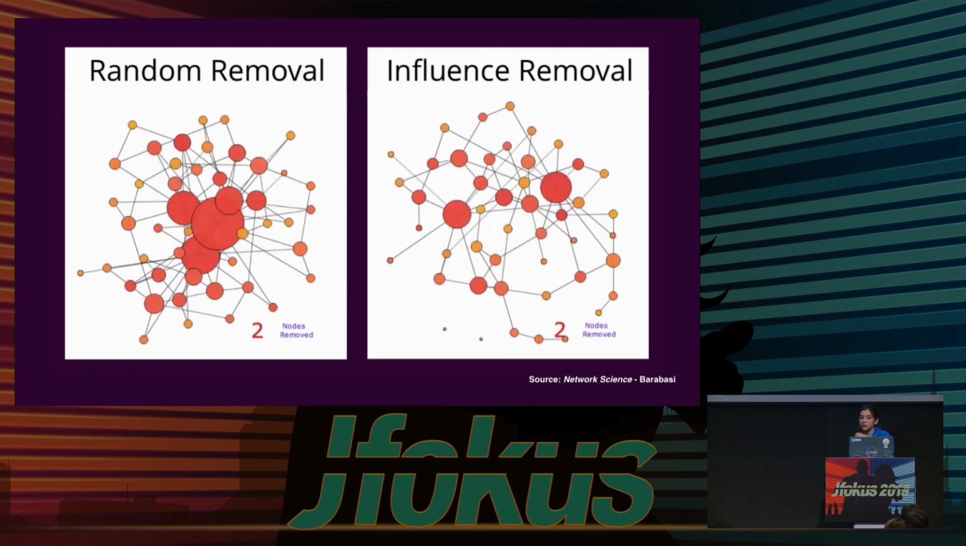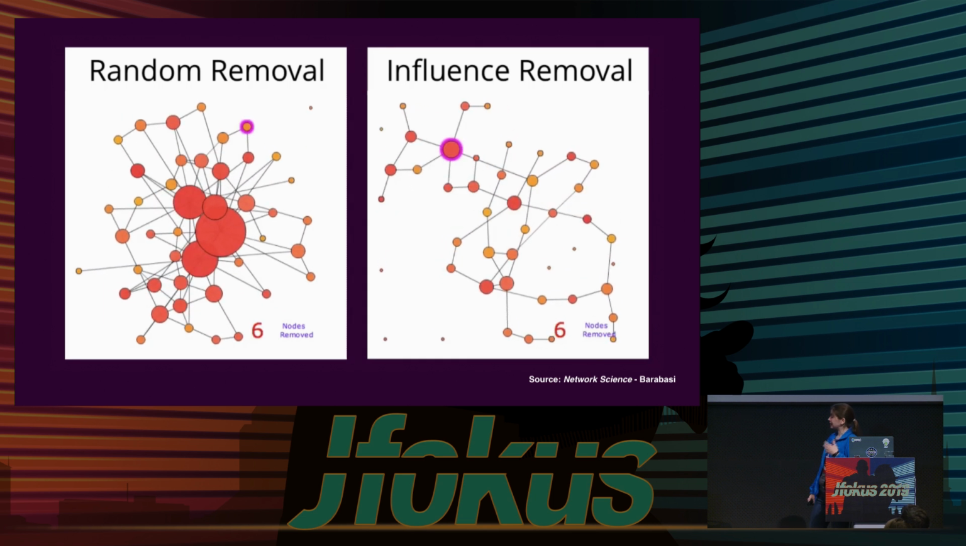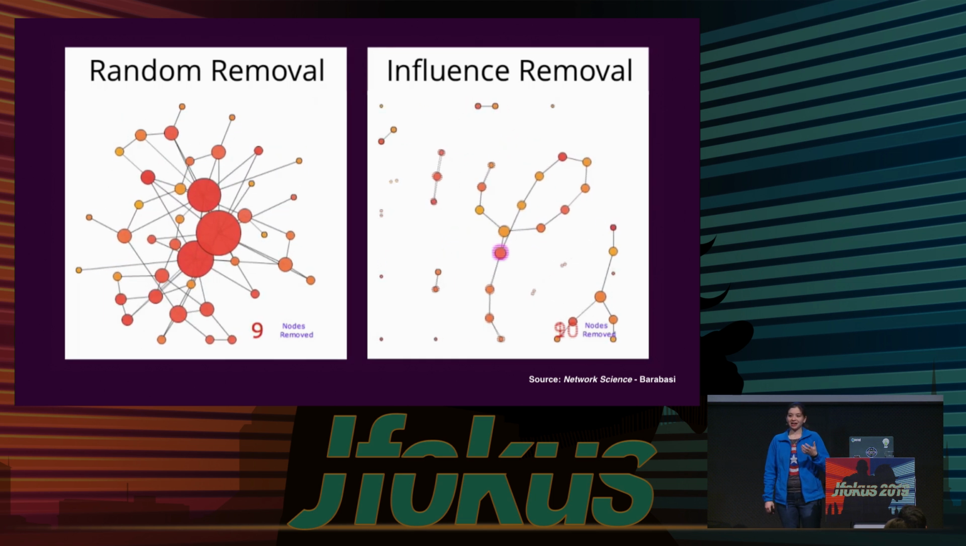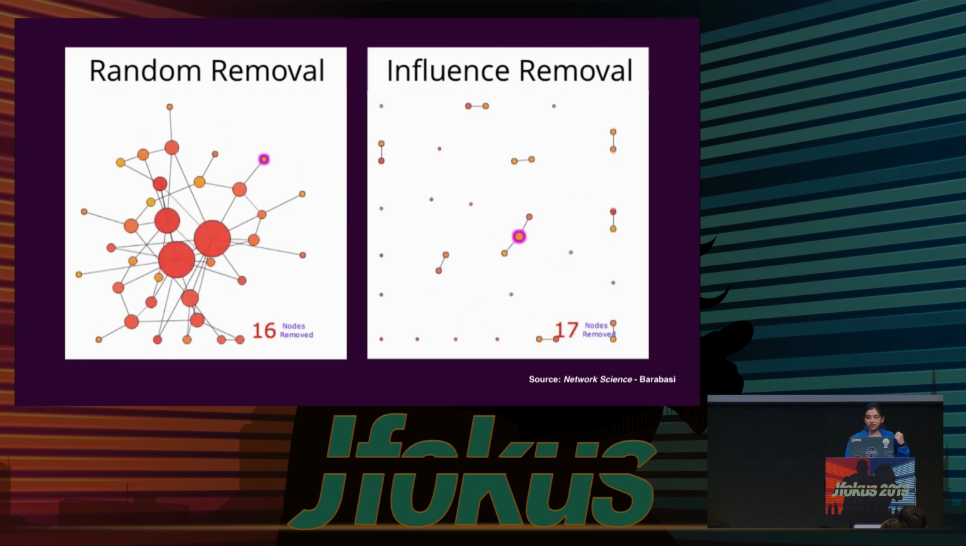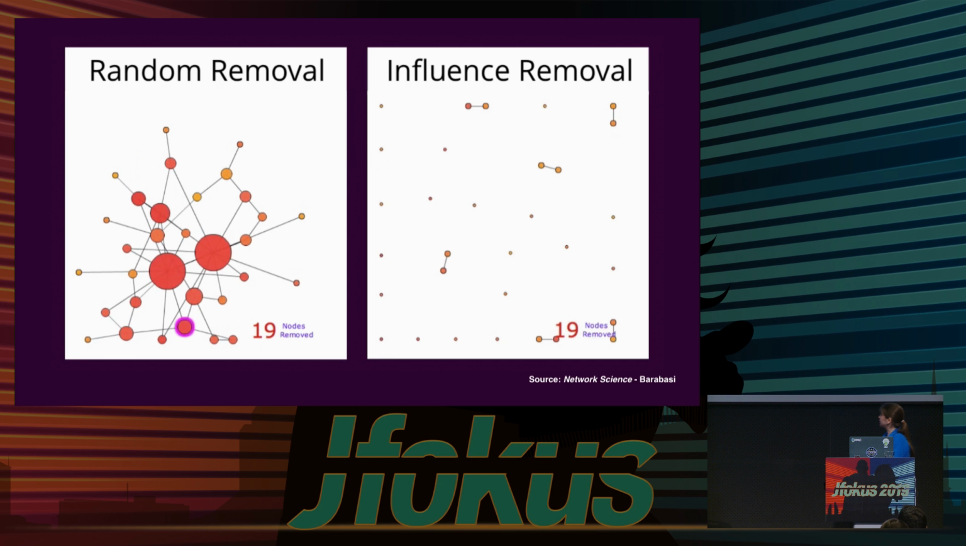And as we move through this, you'll start seeing very quickly that the influence removal is tearing down that network far faster. Just after 19 moves here, you can see that the one on the left-hand side, that network's pretty much still intact. It's still functioning, there's information still flowing, there's centers of control in the larger nodes, everything's still good there. Whereas on the right-hand side, that network's pretty much destroyed.